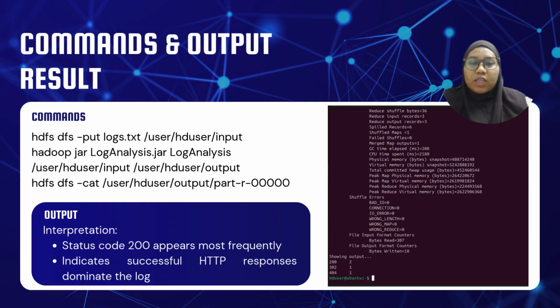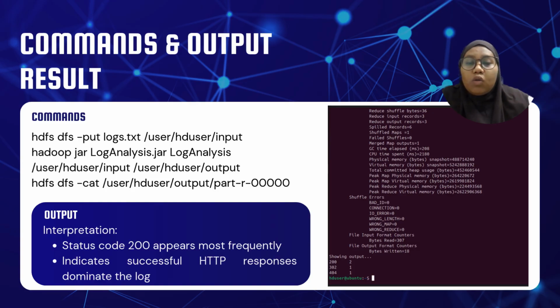The program follows the standard MapReduce architecture. The mapper processes each log entry to extract the HTTP status code and emits a count of one. Hadoop performs shuffle and sort to group identical status codes. The reducer aggregates the values and computes the total occurrences for each status code. The driver configures the job and submits it to YARN for execution.